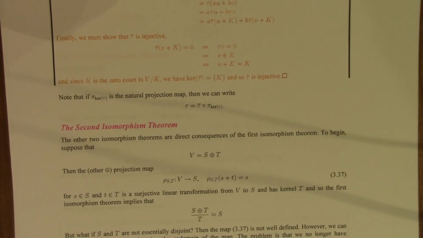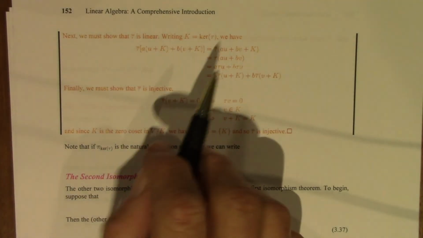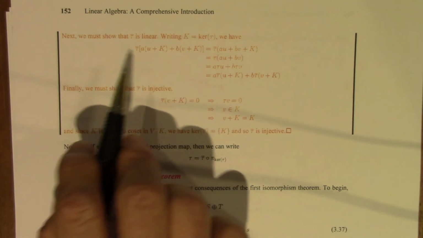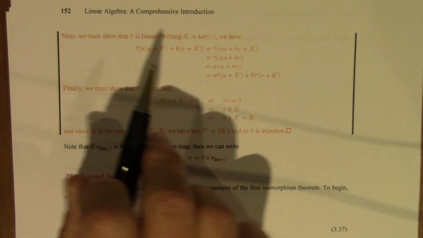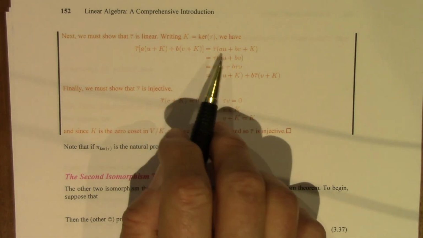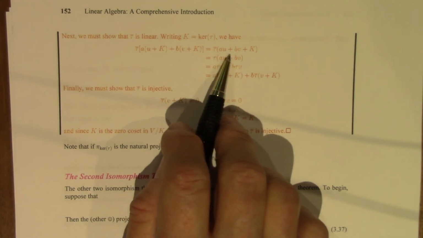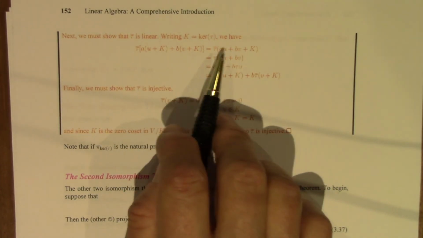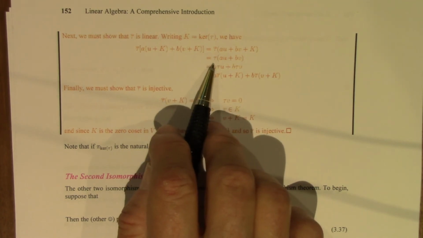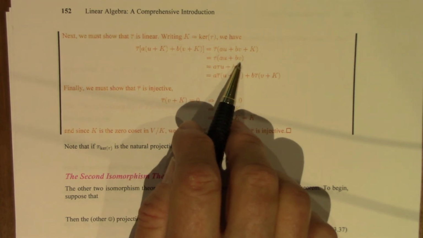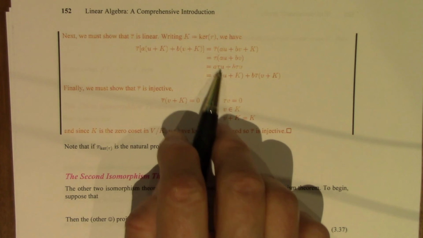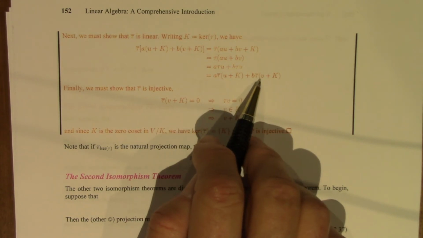Next, we have to show that tau bar is linear. So just for convenience, we'll write the kernel of tau as k. We apply tau bar to a linear combination of two cosets of k. That's equal to tau bar of, by coset arithmetic, these combined. Then by definition of tau bar, this is tau of au plus bv. Tau is linear, so we can write this, which by definition of tau bar is equal to this.